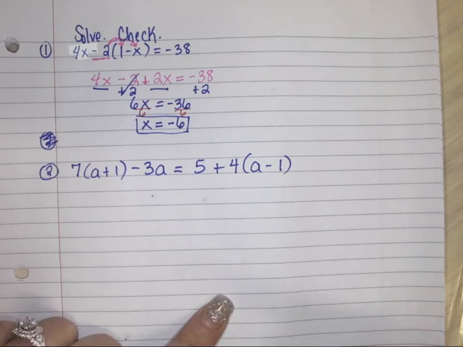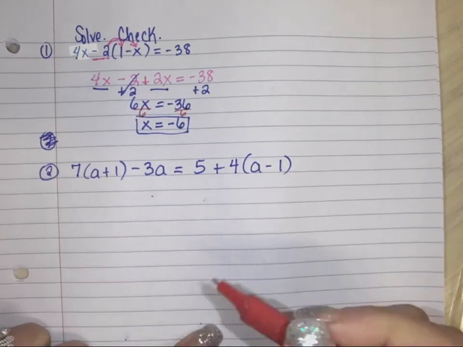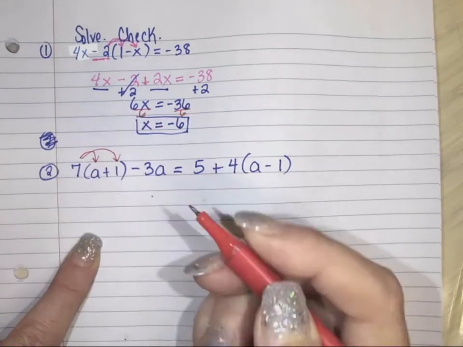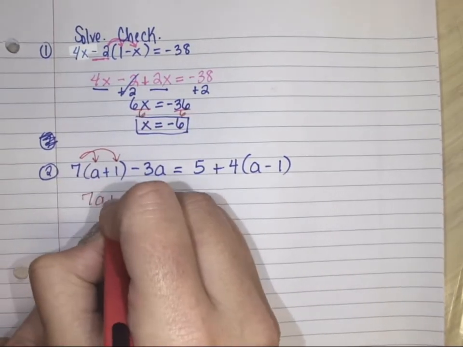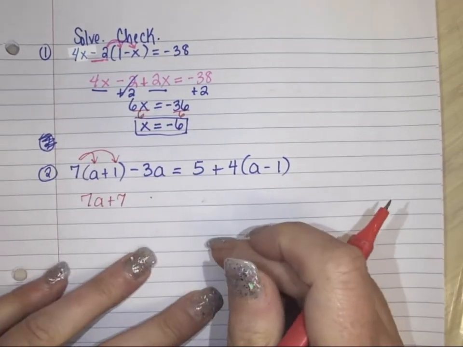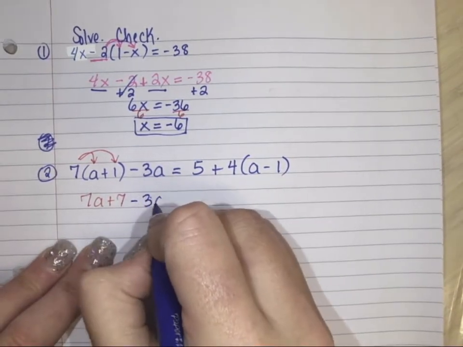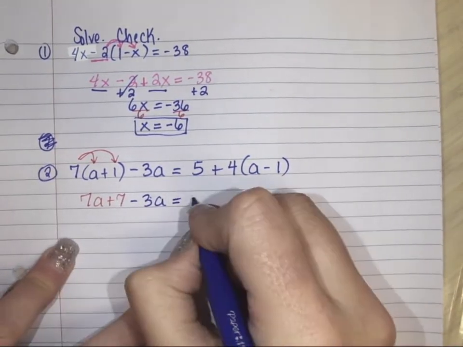Okay, there's a lot going on in this equation. Notice you have parentheses on both sides, so let's go ahead and start getting rid of those. Distributive property here. So we have 7a plus 7. And then bring down your minus 3a, your equal sign, 5.